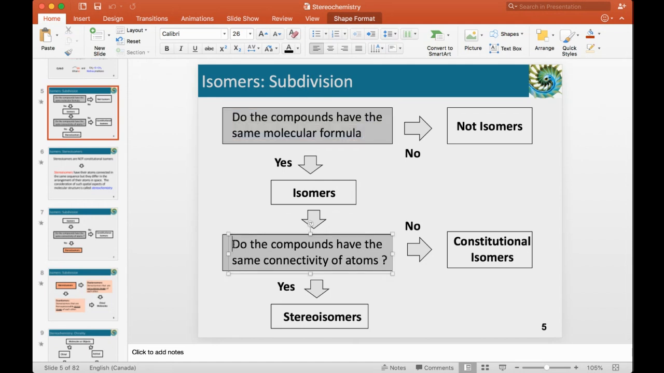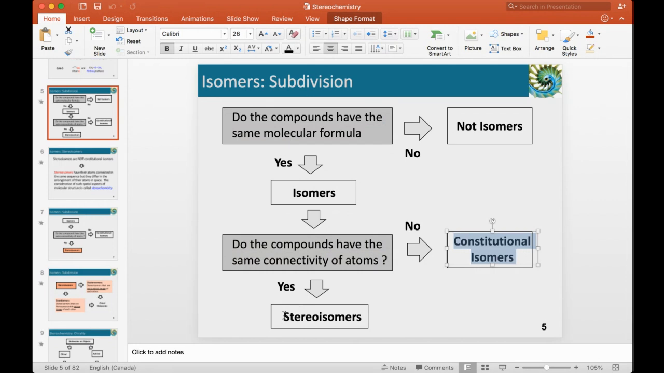So the next question we asked in the previous class is, do these compounds have the same connectivity in between the atoms? And I gave you some examples of that. So when the compounds don't have the same connection in between the atoms, we classify them as constitutional isomers. Of course, constitutional isomers are compounds with different physical and chemical properties.